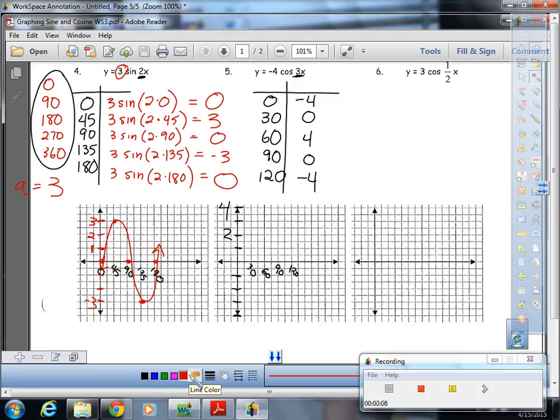Starting at negative 4, at 0, comma, negative 4. Then we go to 30, comma, 0, 60, comma, 4, 90, comma, 0, and 120, comma, negative 4. We typically call this cosine like a smiley face, but here it would be a frown because of this negative 4. Put our arrows there, and that's how you do this. Good luck.